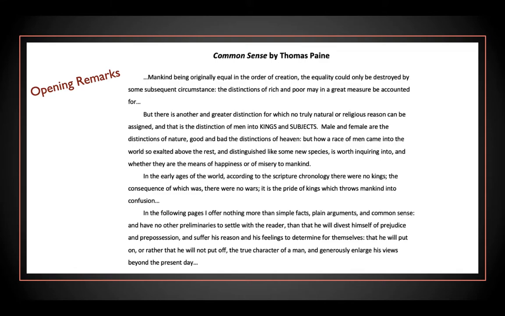In the early ages of the world, according to the scripture chronology, there were no kings, the consequence of which was there were no wars. It is the pride of kings which throws mankind into confusion.